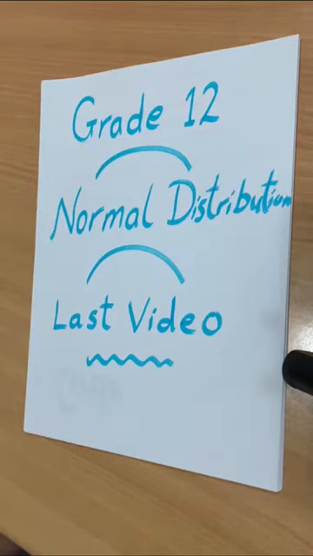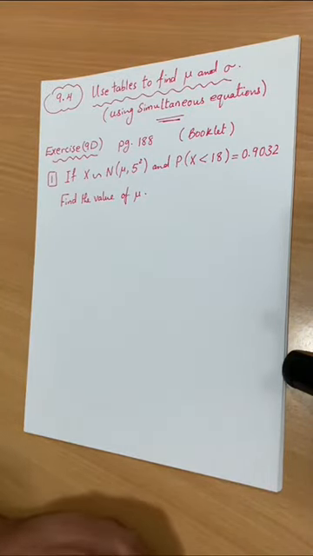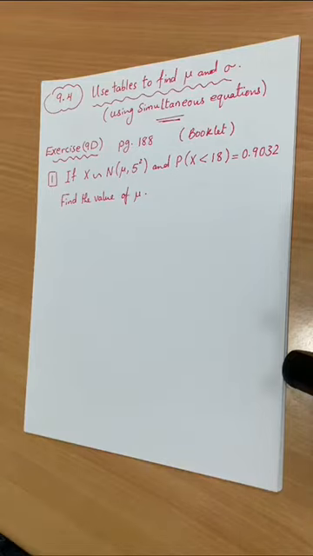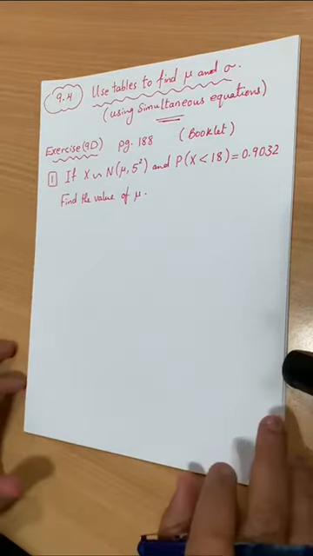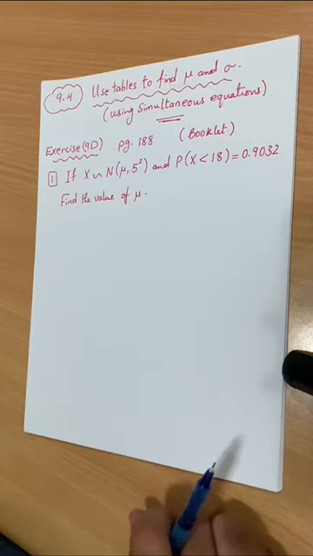How are you, everybody? Today, inshallah, we will finish the last part of chapter 9, which is the last part of our syllabus in grade 12, normal distribution. In this topic, we're going to use simultaneous equations to find the values of mu and sigma. So this is basically the 9.4 topic: use tables to find mu and sigma. You'll find that in exercise 9D in your booklet on page 188.